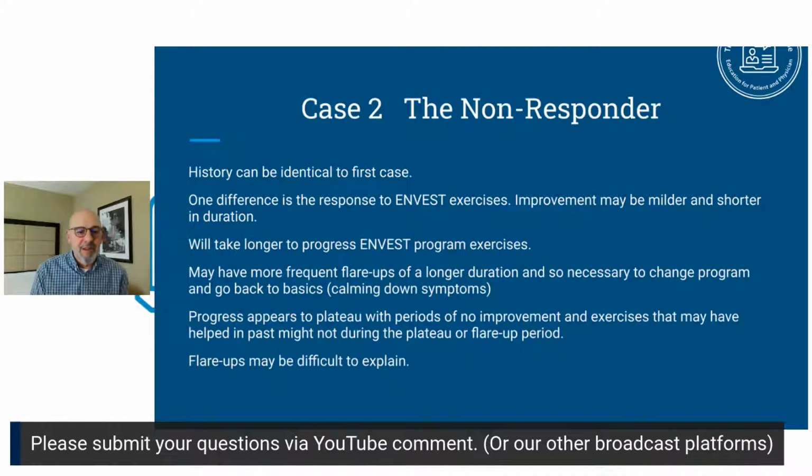So the progress made appears to reach a plateau, periods of no improvement, and exercises that might have helped in the past don't seem to be helping during this plateau or flare-up period. And probably one of the hardest things is that the flare-ups are difficult to explain. And that's an important concept, I feel.